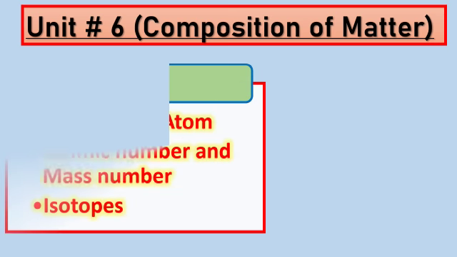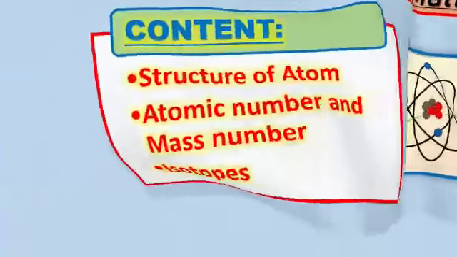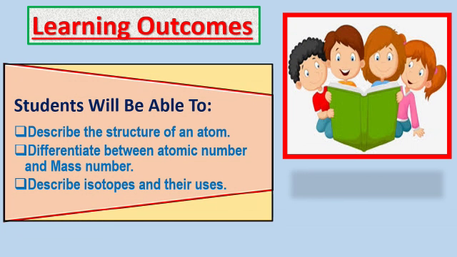So dear students, you all know that we have completed the worksheet of unit number 2. So now it's time to start unit number 6, composition of matter. In this unit, we will discuss the structure of atom, atomic number and mass number, and also discuss the isotopes. Learning outcomes. At the end of this lesson, students will be able to describe the structure of an atom, differentiate between atomic number and mass number, and describe isotopes and their uses.